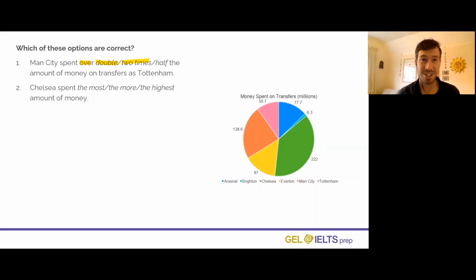Now look at the next question and choose the correct option. Chelsea spent the most, the more, or the highest amount of money. I'll give you a moment to try that.